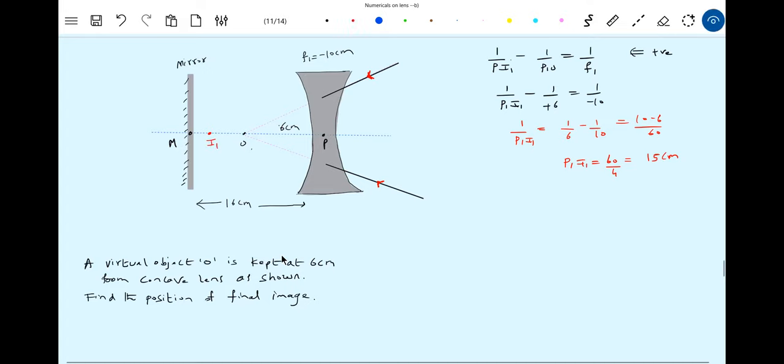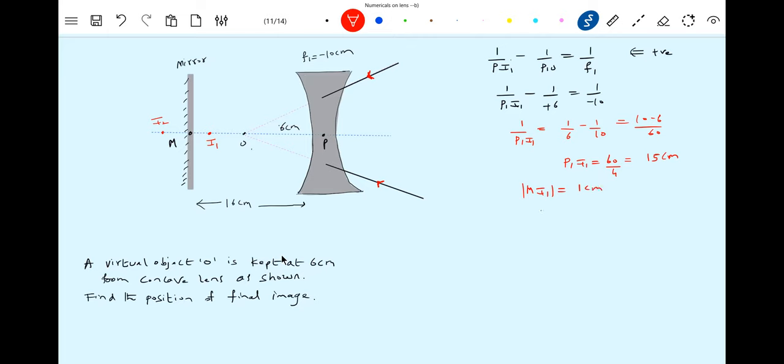I1. That will become object for this, then where the mirror will form the image at I2. So MI1, how much it should be? Equal to 1 centimeter. Then MI2 should also be 1 centimeter, because this will become I1, it will form I2. Now this I2 will become again object for this.